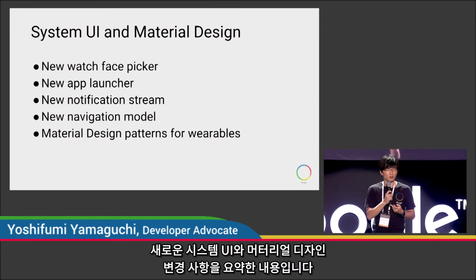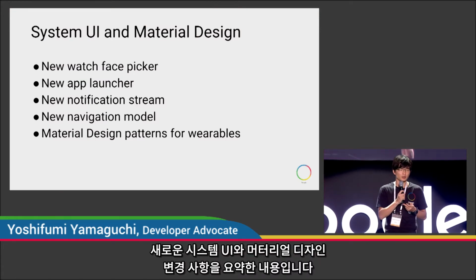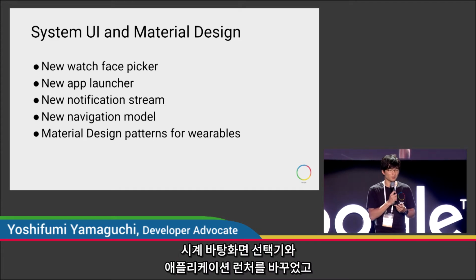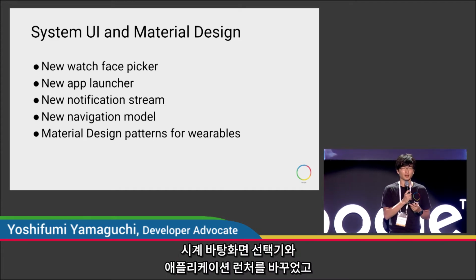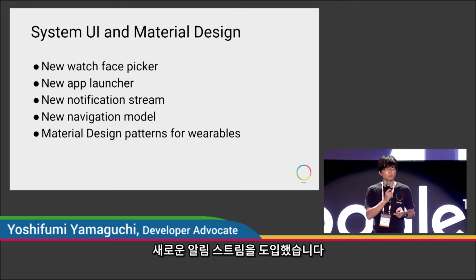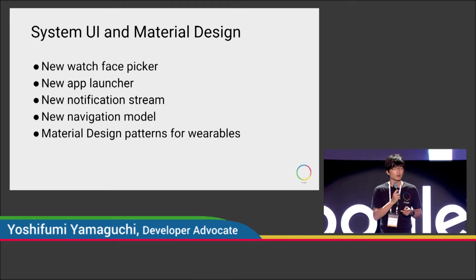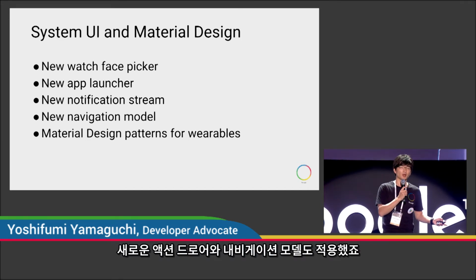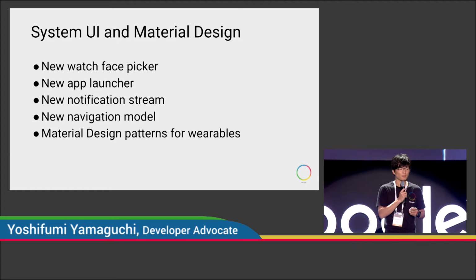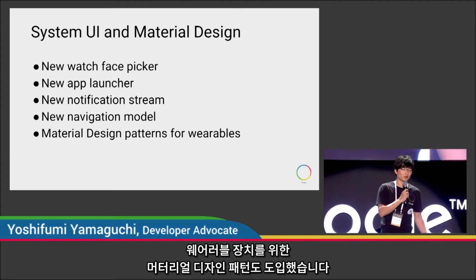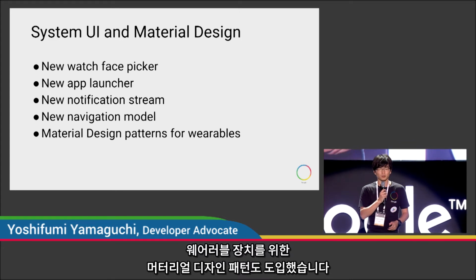So this is the summary of the new system UI and the material design changes. We introduced a new watch face picker, a new application launcher, a new notification stream, and a new navigation model. I mean the action drawer and the navigation drawer. Then we introduced the material design patterns for wearables.